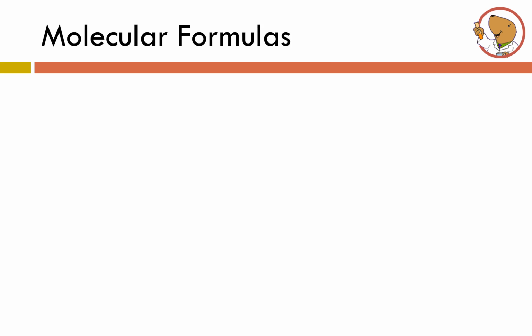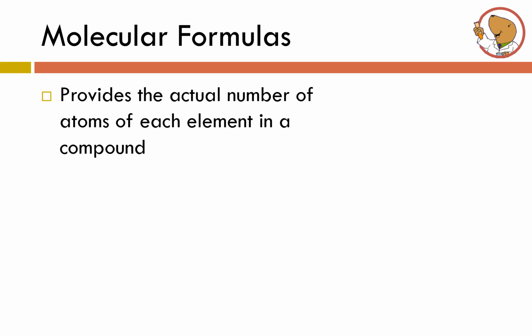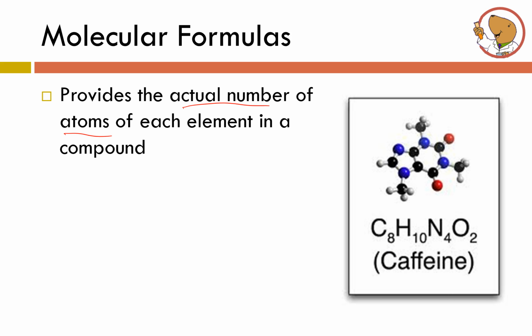Molecular formulas are a little different from an empirical formula. A molecular formula is going to provide you with the actual number of atoms of each element in a compound. So this will not necessarily be in lowest terms. If you take a look at the formula for caffeine, C8H10N4O2, we can see that this is possible to reduce it down. I could take all of these subscripts and divide them by 2. So what I've got for caffeine here is its molecular formula. And if I wanted to come up with an empirical formula, I can just divide by 2, and I'd get C4H5N2O.